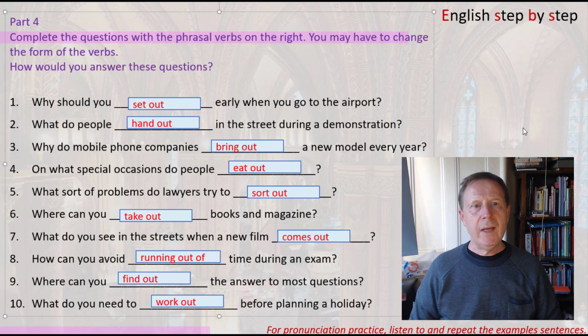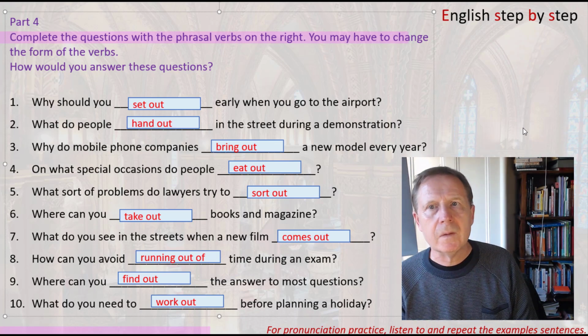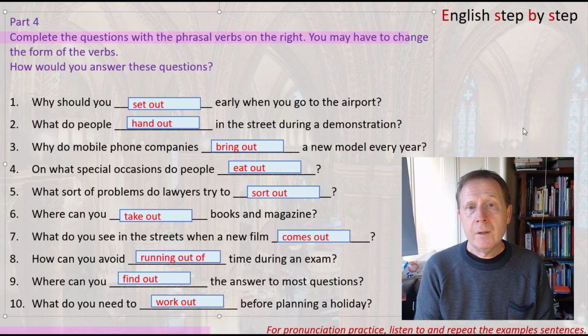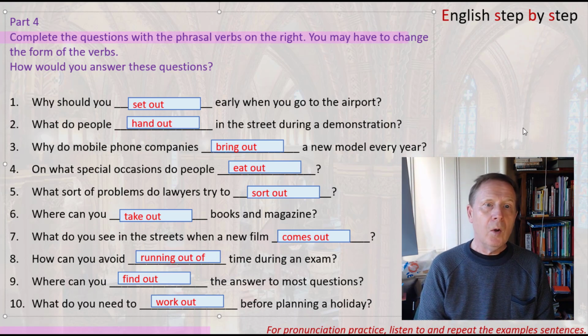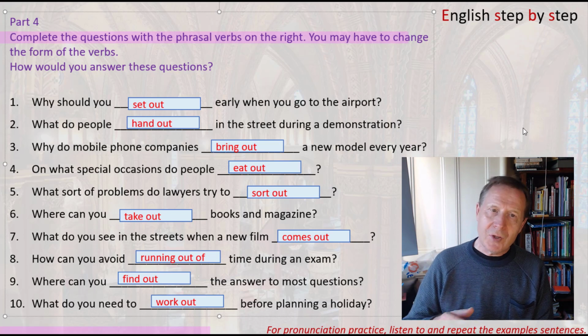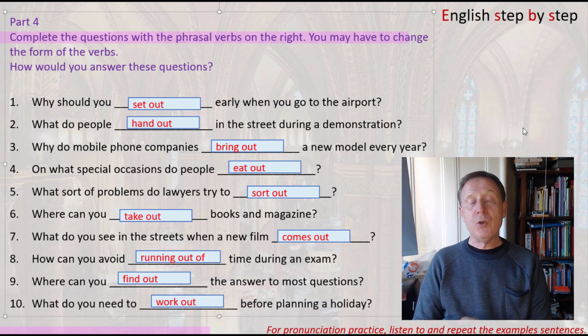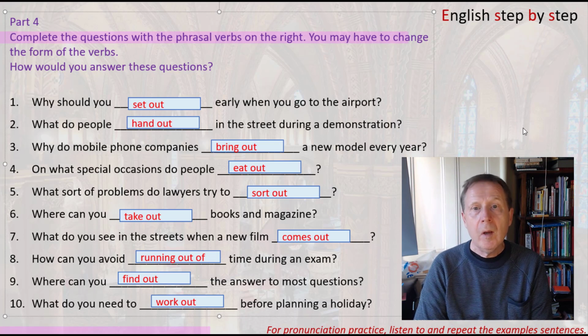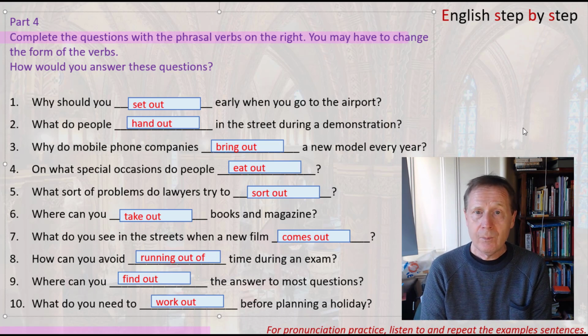So the next part of the exercise is thinking about how can we answer these questions. Number 1. Why should you set out early when you go to the airport? Well, you have to set out early so that you have time to check in. Usually an hour or sometimes longer before the flight. Number 2. What do people hand out in the street during a demonstration? Well, normally it's leaflets. Leaflets containing information about the demonstration.